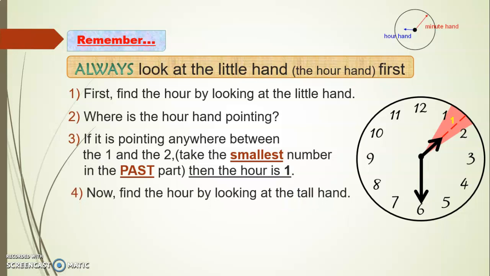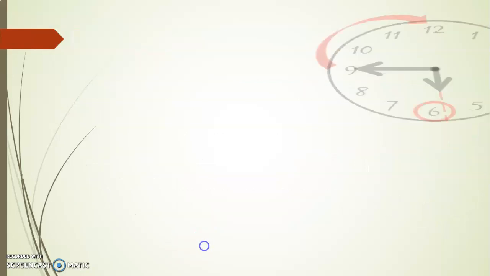Now find the minutes by looking at the tall hand. My time is 1:30. Why did I say half? Because my minute arm is pointing to 6. And why did I say 1? Because it's in the past part, and we will take the smallest number. And in digits, I cross the hours with the minutes, it will be 1:30.